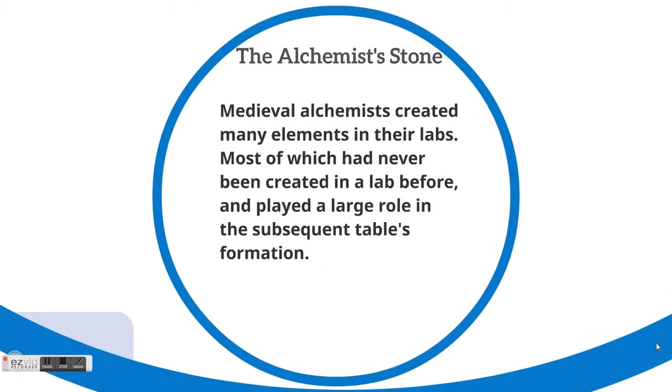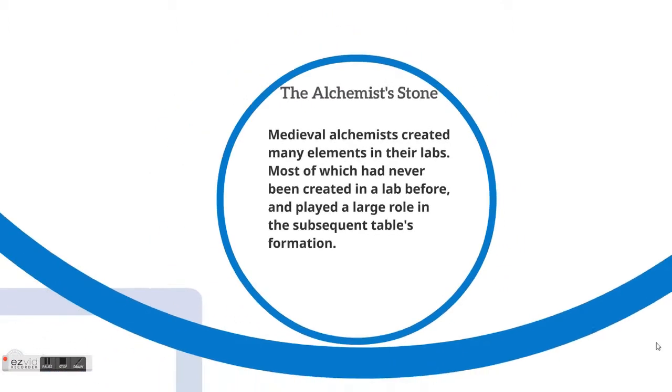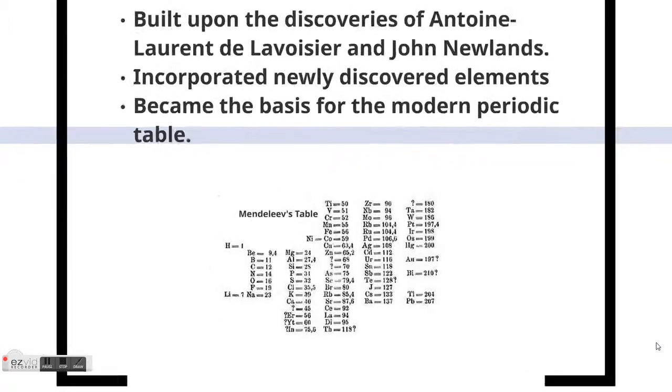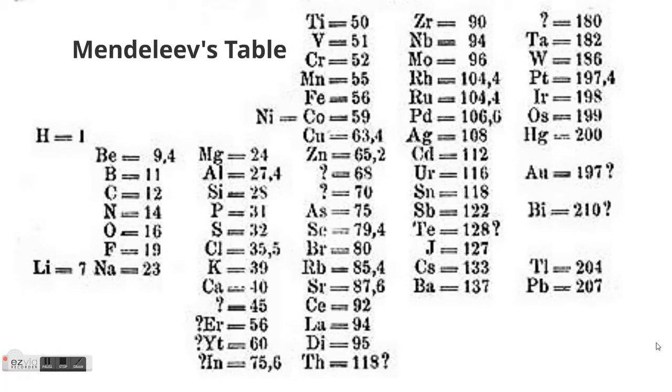The alchemist stone. Medieval alchemists created many elements in their labs, most of which had never been created in a lab before, and played a large role in the subsequent table's formation. Dmitri Mendeleev built upon the discoveries of Lavoisier, and John Newlands incorporated newly discovered elements, becoming the basis for the modern periodic table. Mendeleev's table.